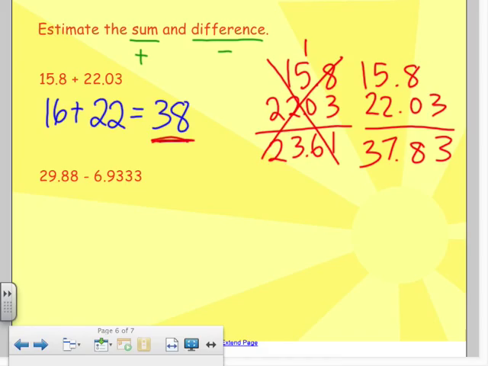All right, this next one, we got 29.88. If I round that, I'd get 30. 6.9333 would round to 7. So my answer should be roughly 23 when I actually subtract them.